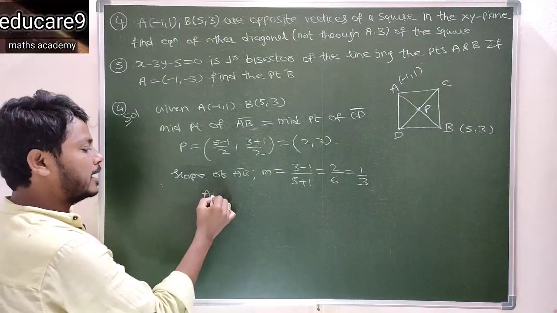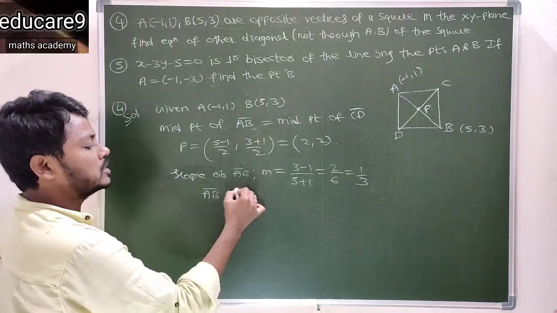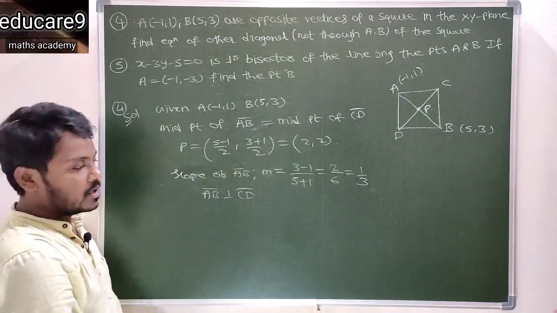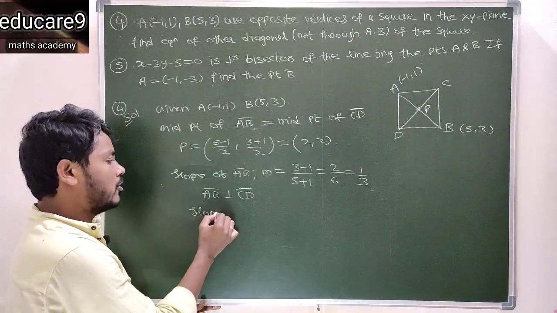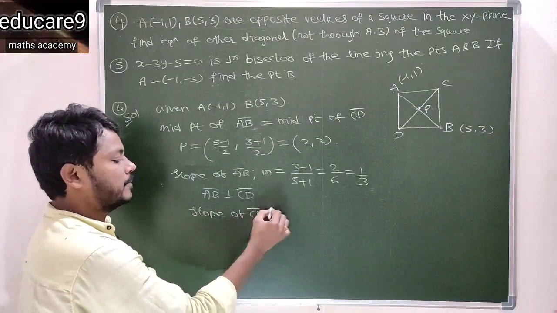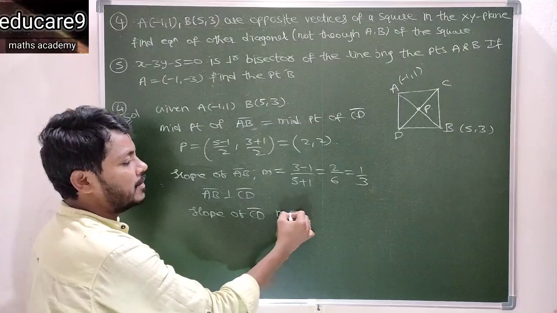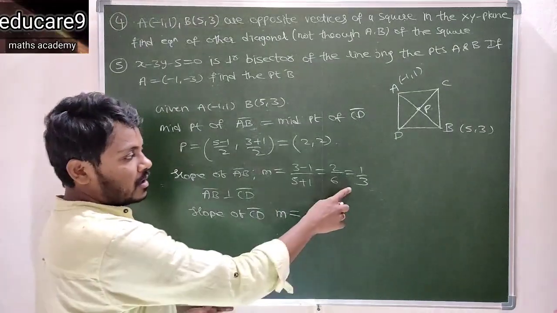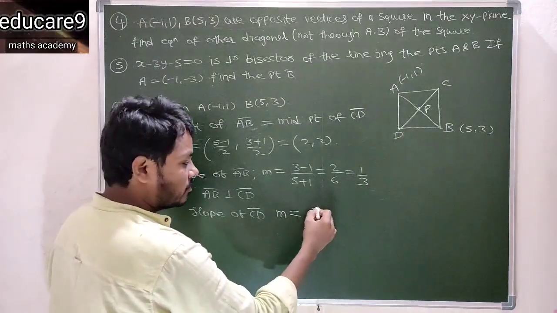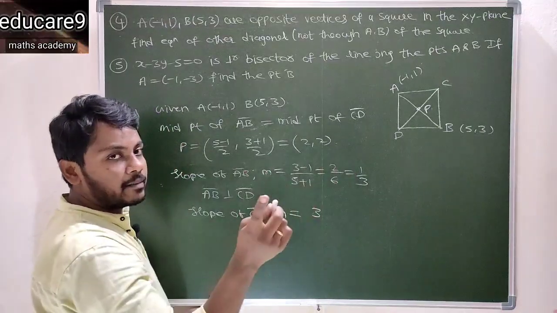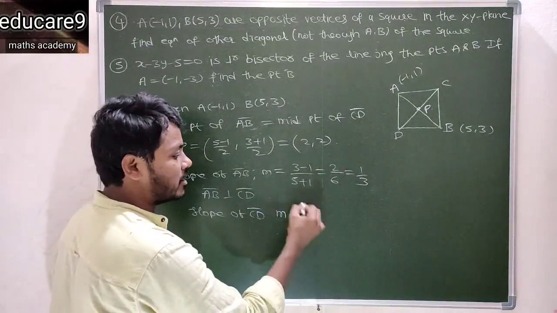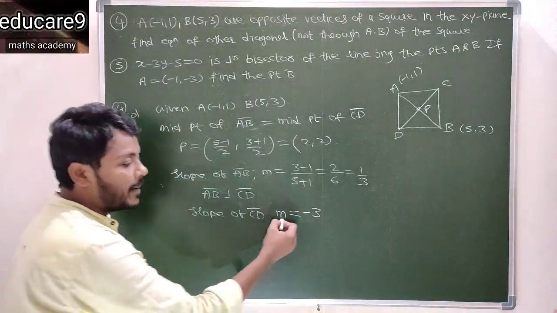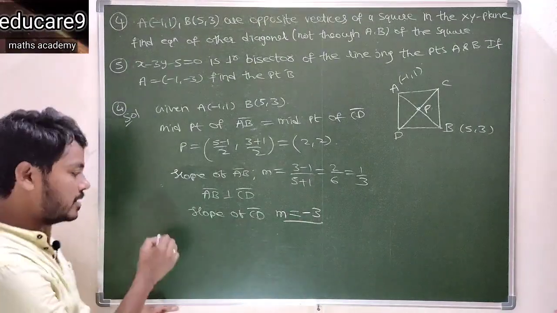But here the line AB is perpendicular to the diagonal CD. Therefore, what is the slope of CD? See here, write the reverse, 3. If plus is there, write minus. So clearly plus is there, so write minus. So minus 3 is the slope of CD.